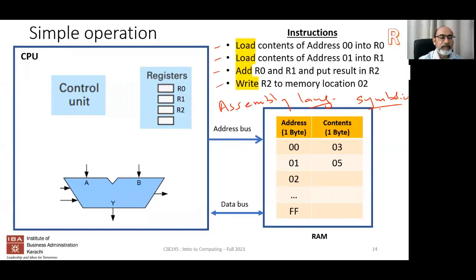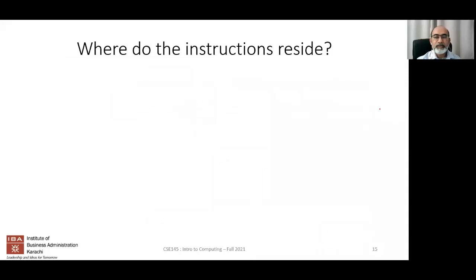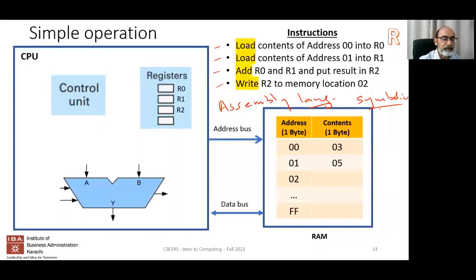So let's try to see how these instructions can actually be executed in memory. This is as far as we got last time, so let's go beyond that. The first question I have is: where do the actual instructions reside? These are the instructions, and now we want to execute them. We want to take the contents of address 00, which is let's say 03 over here, and the contents of address 01, which is 05. We want to add them and put the result at this location, which comes out to be 08.